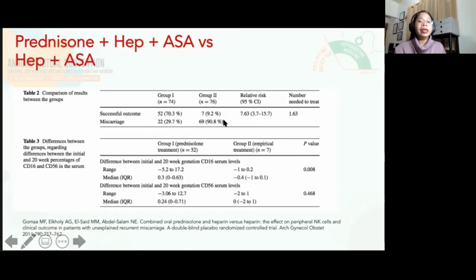And what's really very nice about this study by the group of Gomaa is that they looked into the actual levels of CD16 and CD56. So you can see here, there is a significant decrease in the levels of CD16 from baseline and then after treatment, but there's no difference in the levels of CD56.